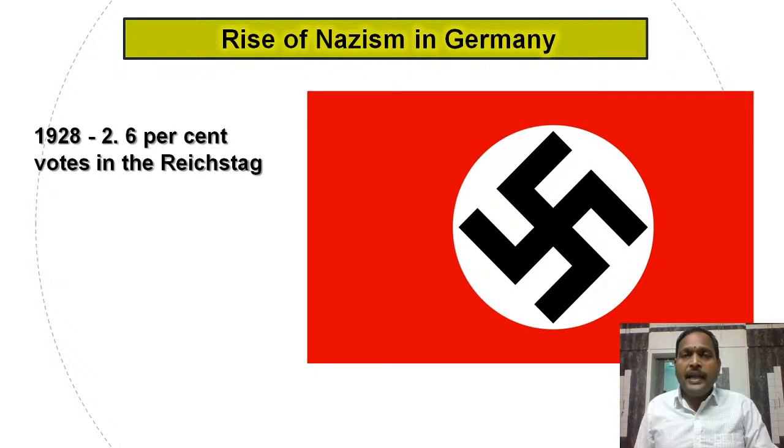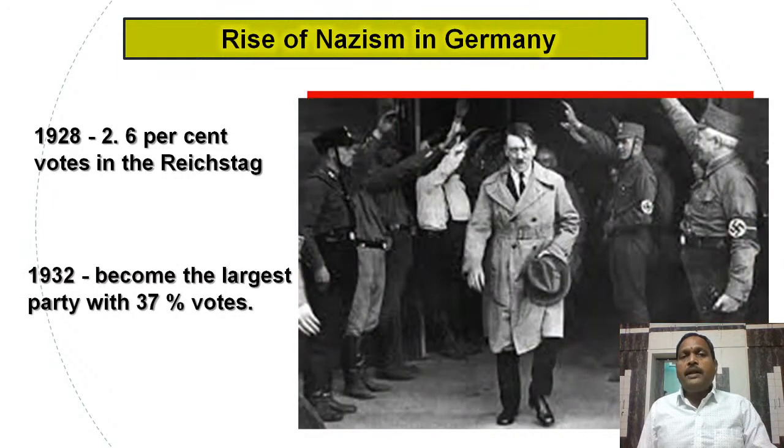In 1928, with 2.6% of votes in the Reichstag, that is the legislature of Germany, it entered the legislature. After 1932, it became the largest party with 37% of votes. So you can see here the salute to Hitler. These are the persons who are saluting Hitler. Hitler came to Germany as a hope to recover from the great crisis.